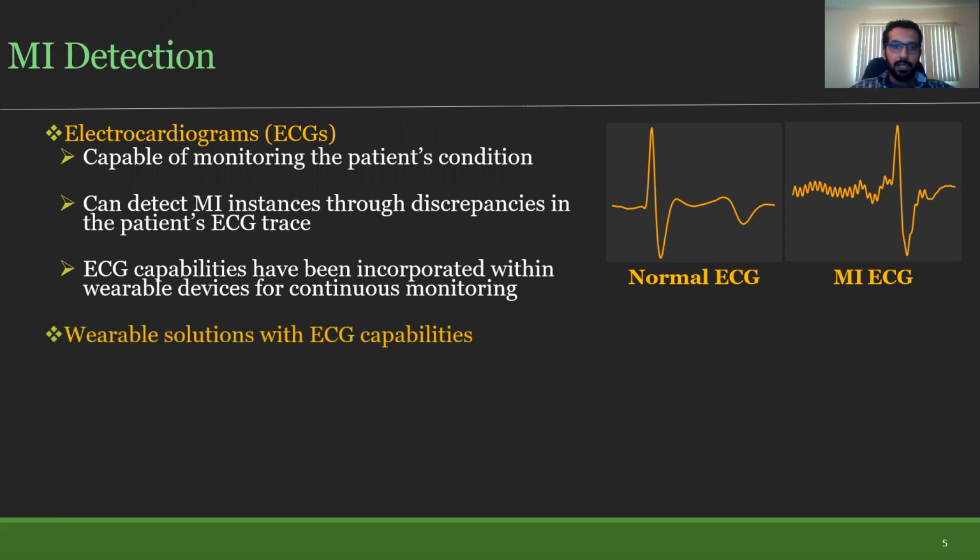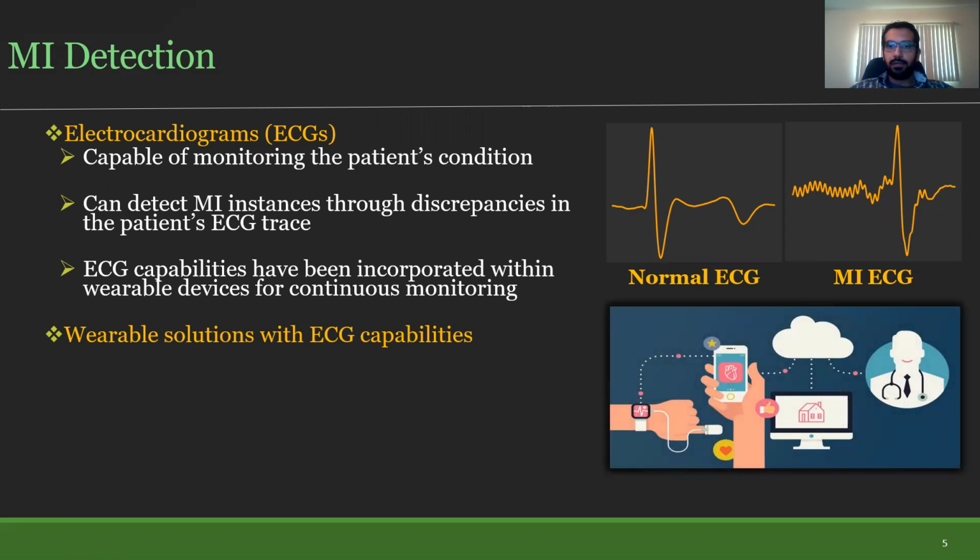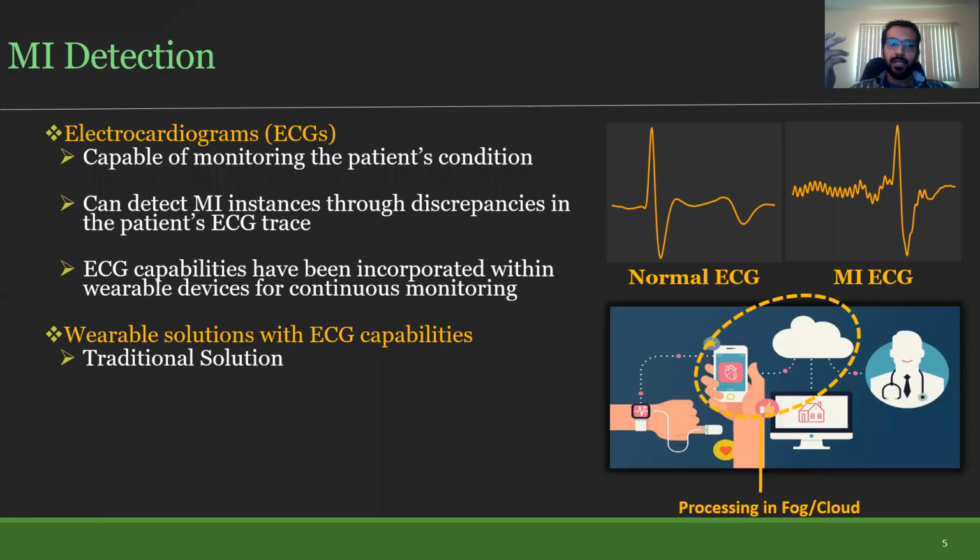So, regarding the wearable solution with ECG capabilities, it requires that you only have an edge device connected to the patient, and the MI data are sent to a fog or cloud, and the physician can keep track of the patient's state. The traditional solution was that the processing would be done in the fog or cloud, where data is sent as raw data directly to the cloud for processing. However, there were concerns regarding the transmission energy, transmission latency, and privacy.